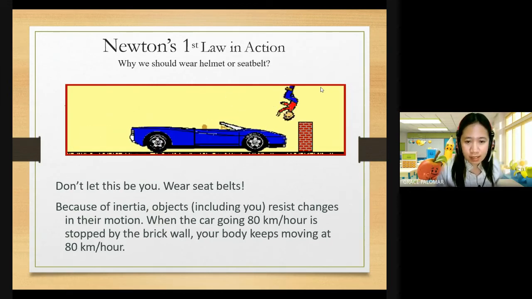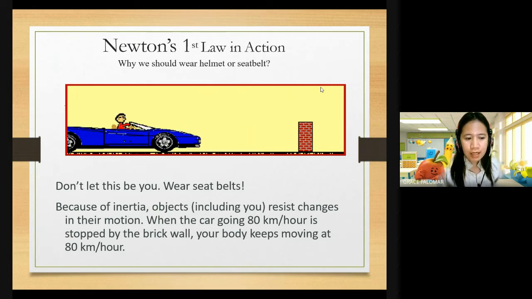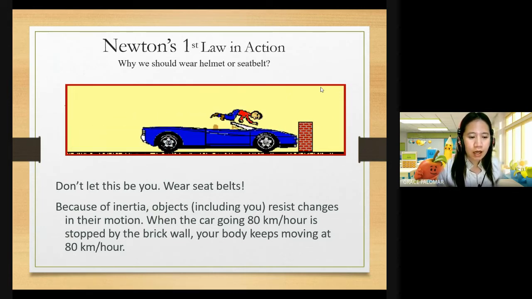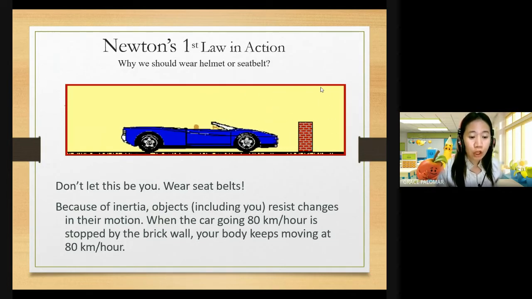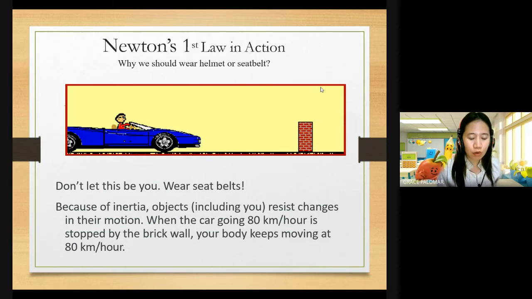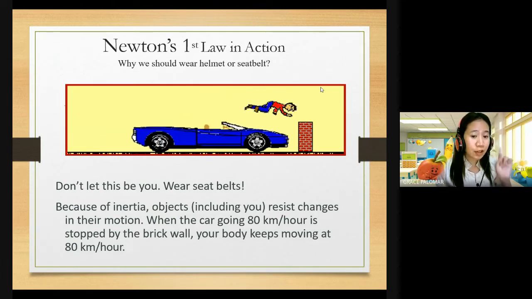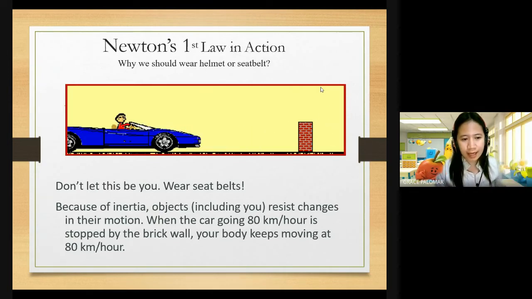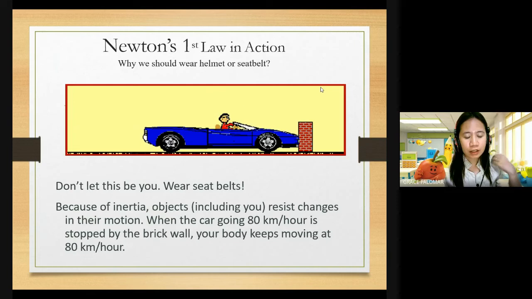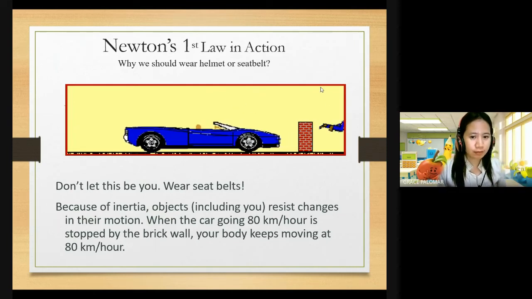Now, in this case, when the car is going 80 kilometers per hour, it is suddenly put to a stop by the brick wall. Your body keeps moving at also the same speed, 80 kilometers per hour. If you don't have a seat belt, you will have a very serious accident, and if you have a seat belt, it will stop your motion.